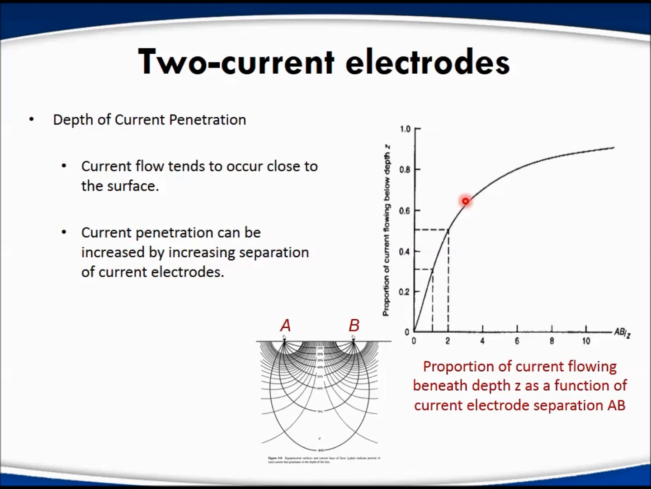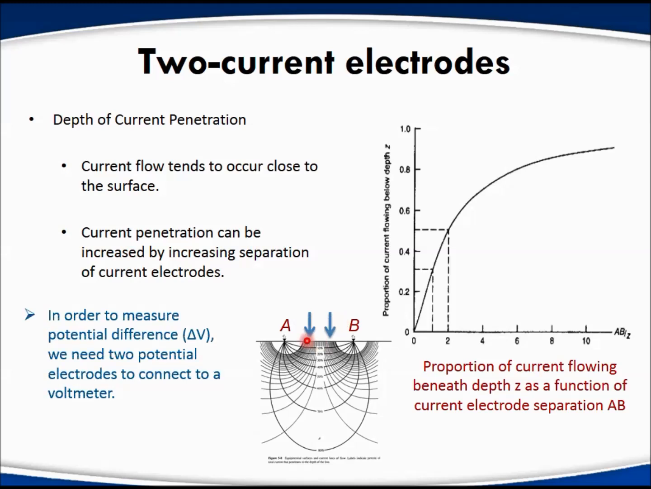So again, here is the graph showing the proportion of current flowing beneath depth Z as a function of current electrode separation A and B. So we can say that the current flowing below the depth Z increases gradually as the separation between two electrodes increases. However, in order to measure potential difference between these two current electrodes, it requires another two potential electrodes to be planted that will connect to a voltmeter.